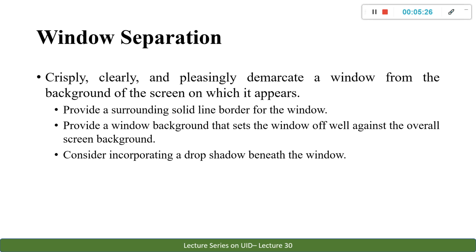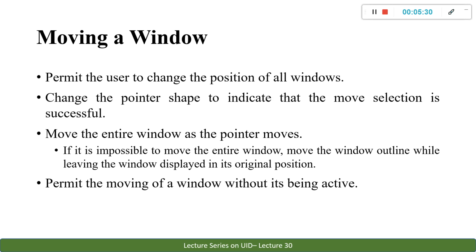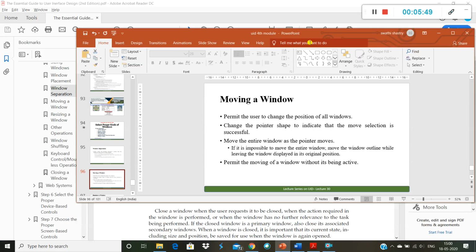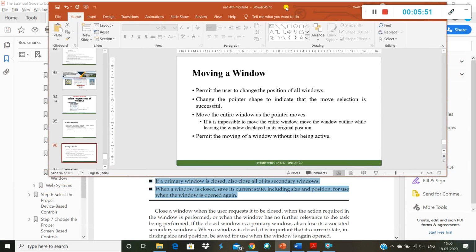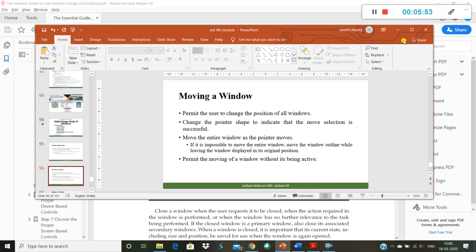Okay, so moving on to the next kind of operation. The next operation is moving a window. Usually when you are designing a user interface and giving it to the customers, you have to permit the user to change the position of all the windows. For example, if you can see this, I'm capable of moving this all around, right? So I can place it anywhere I wish to.